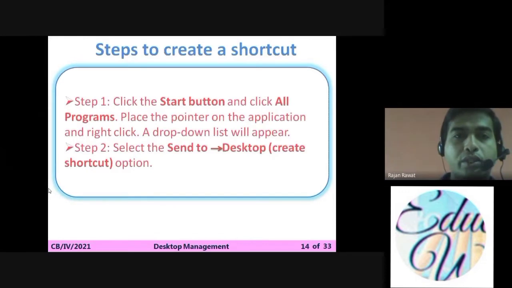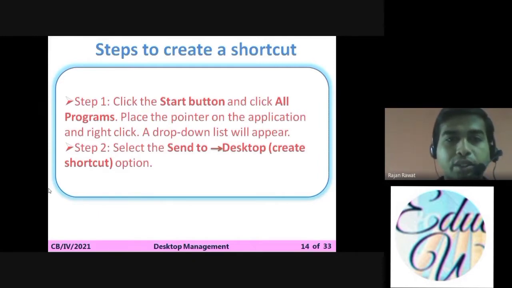Now you will understand the steps to create the shortcut. The first step is to click the start button and click all programs. There are two things you have to do: first click on the start button and then click all programs, and then place your pointer on the application and right click. Whichever application you want to create a shortcut for on the desktop, you have to right click the mouse on that application.